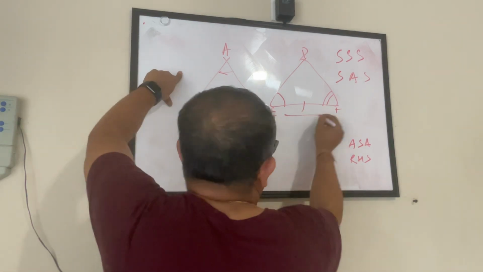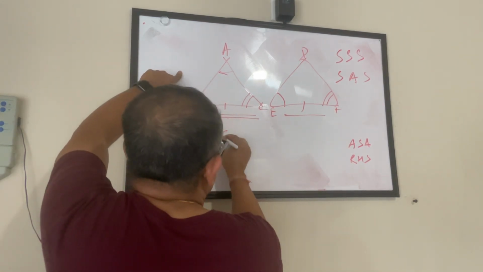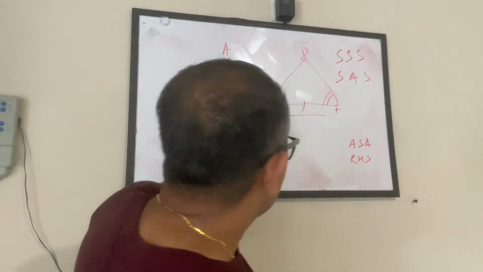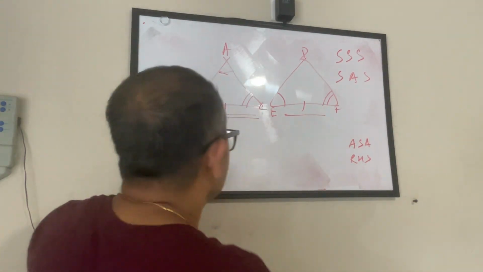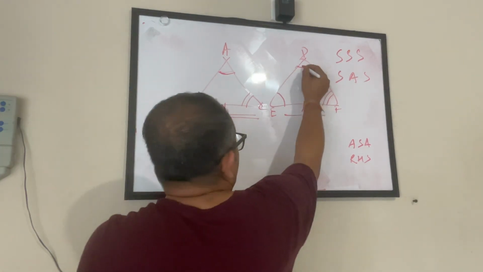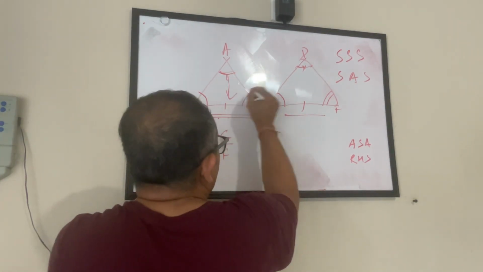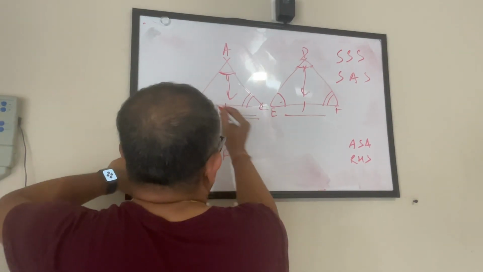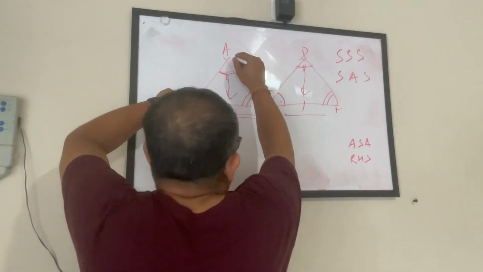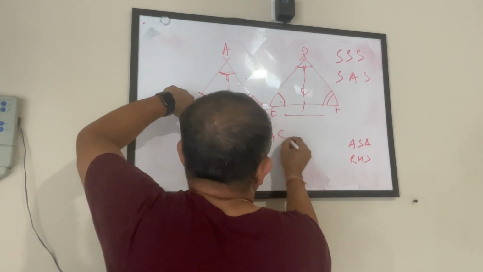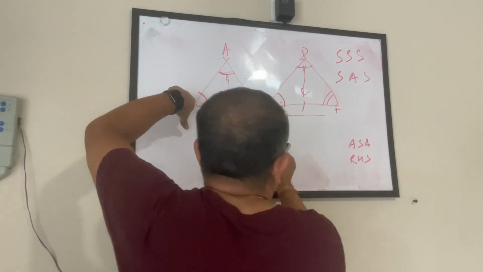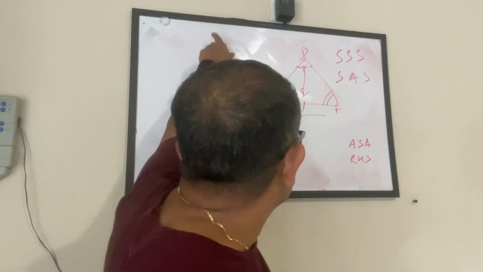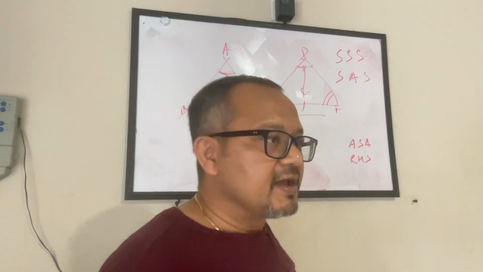BC and EF are same. Let's say BC by EF. These two are same, okay? So I'm saying this angle and this angle are same. So the opposite side, BC by EF. Now this angle and this angle are same. So side opposite to this, AC by DF. Okay? AC by DF.